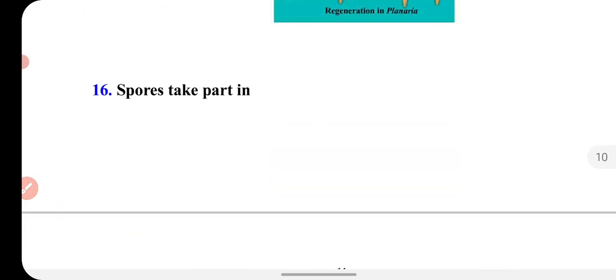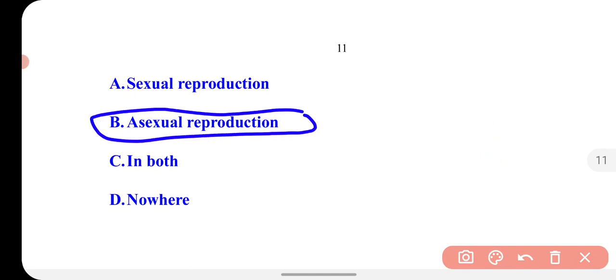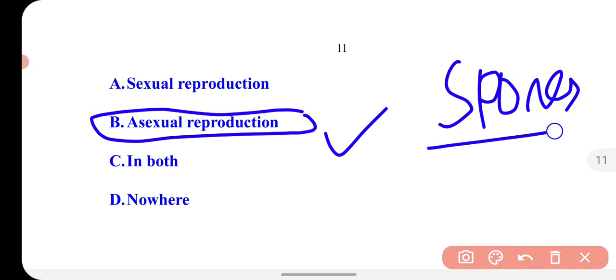Next question is, spores take part in asexual reproduction, sexual reproduction, in both, nowhere. So you know that spore formation is the kind of asexual reproduction that is generally seen in fungi. Spores are the structures which participate in the asexual reproduction.